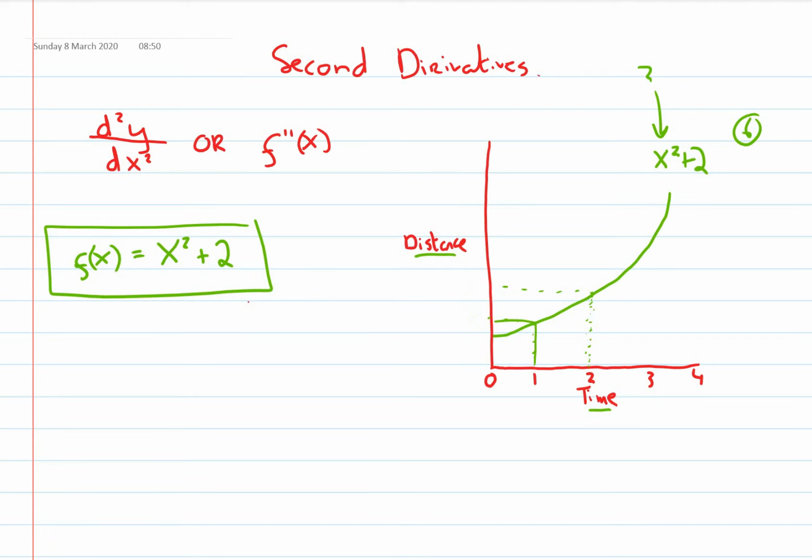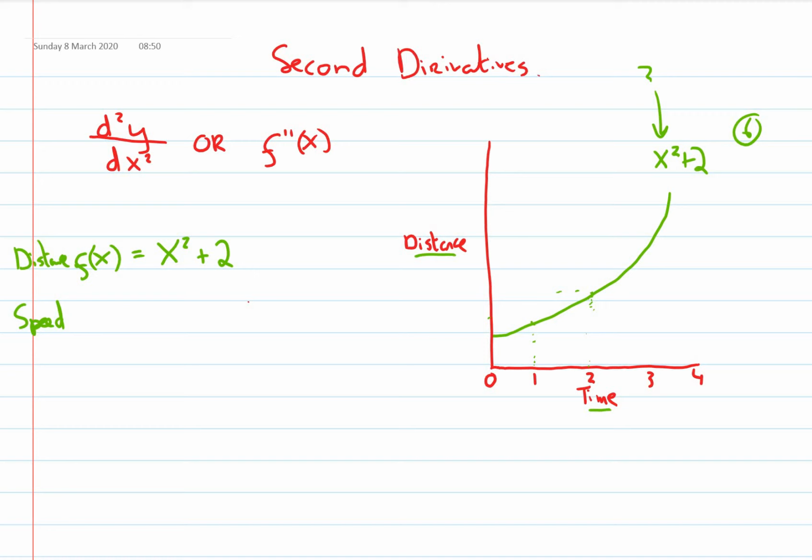So this function here is kind of a distance function. It allows me to put in a time, and it spits out the distance the object has travelled. So we'll just say distance there. If I want to find the speed at a certain time, then we'll be looking at rate of change, which means we have to differentiate once.